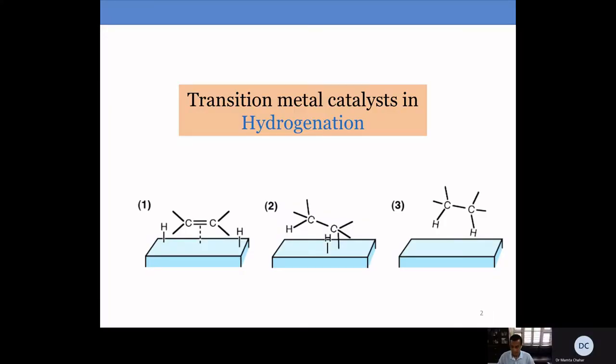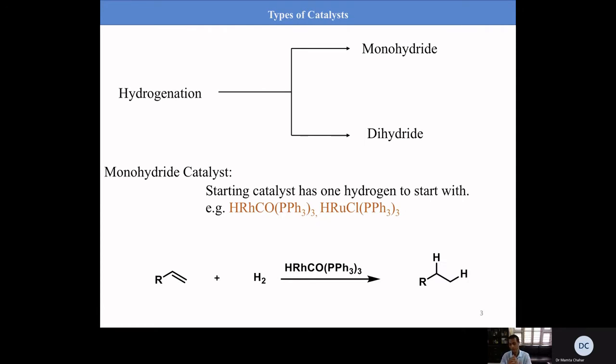So we are discussing the hydrogenation reactions, and two types of hydrogenation catalysts are possible. One is the monohydride catalyst, another is the dihydride catalyst. Monohydride catalysts are the ones you see over here. It has one hydride to start with. Dihydride catalysts are the ones where there are actually zero hydrides to start with. So monohydride will have one hydride, dihydride will have no hydride.